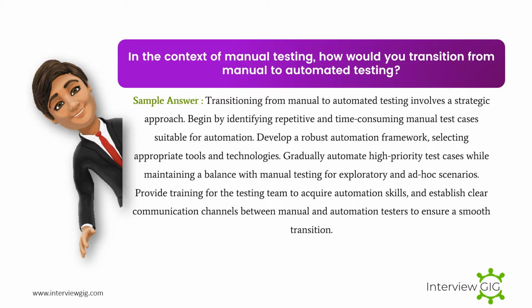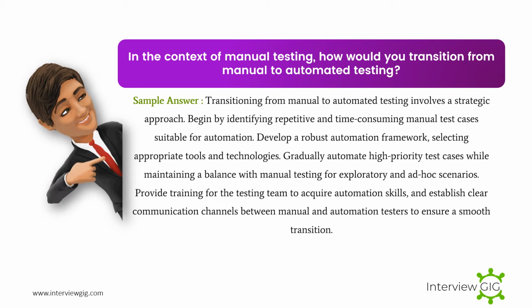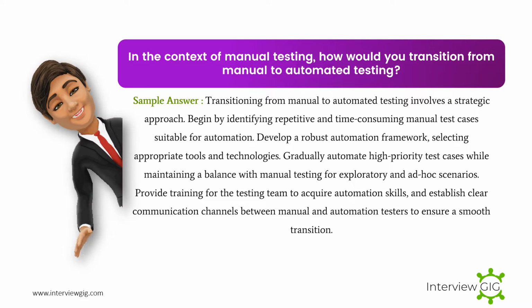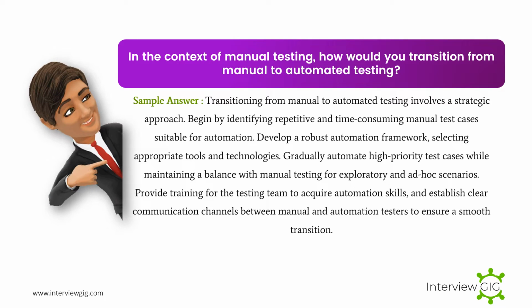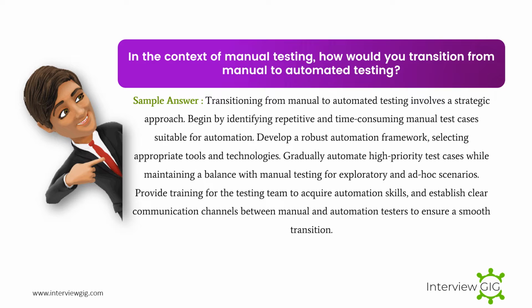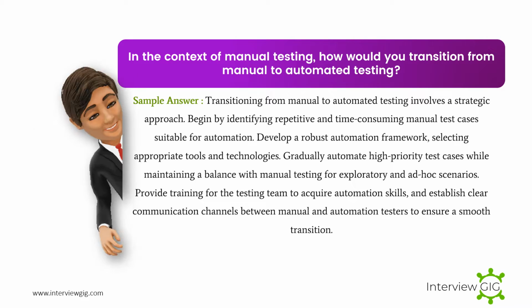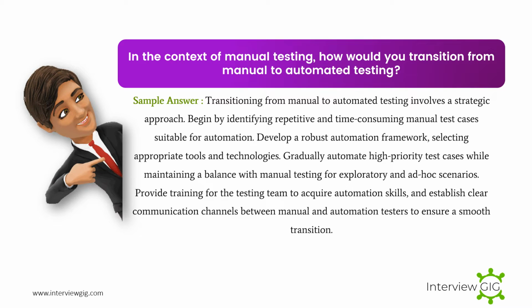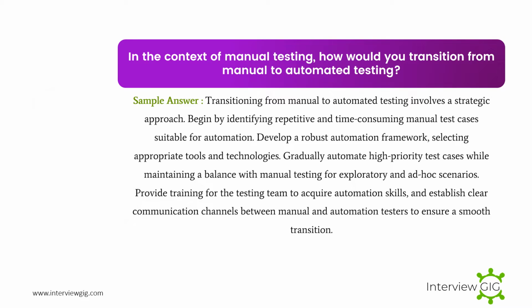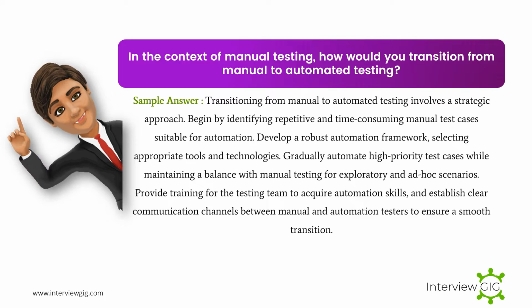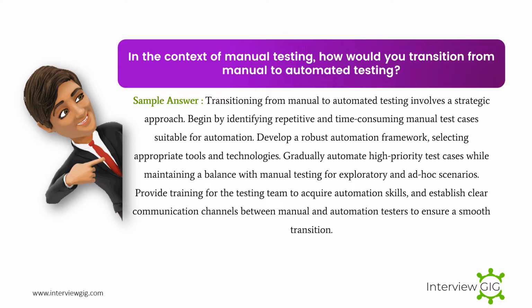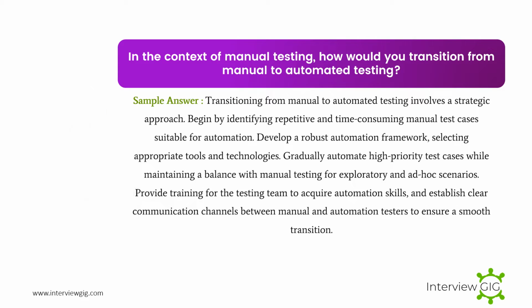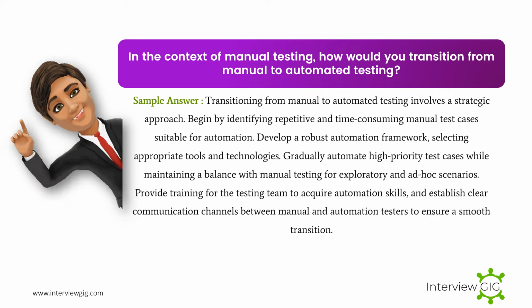In the context of manual testing, how would you transition from manual to automated testing? Transitioning from manual to automated testing involves a strategic approach. Begin by identifying repetitive and time-consuming manual test cases suitable for automation. Develop a robust automation framework, selecting appropriate tools and technologies. Gradually automate high-priority test cases while maintaining a balance with manual testing for exploratory and ad hoc scenarios.